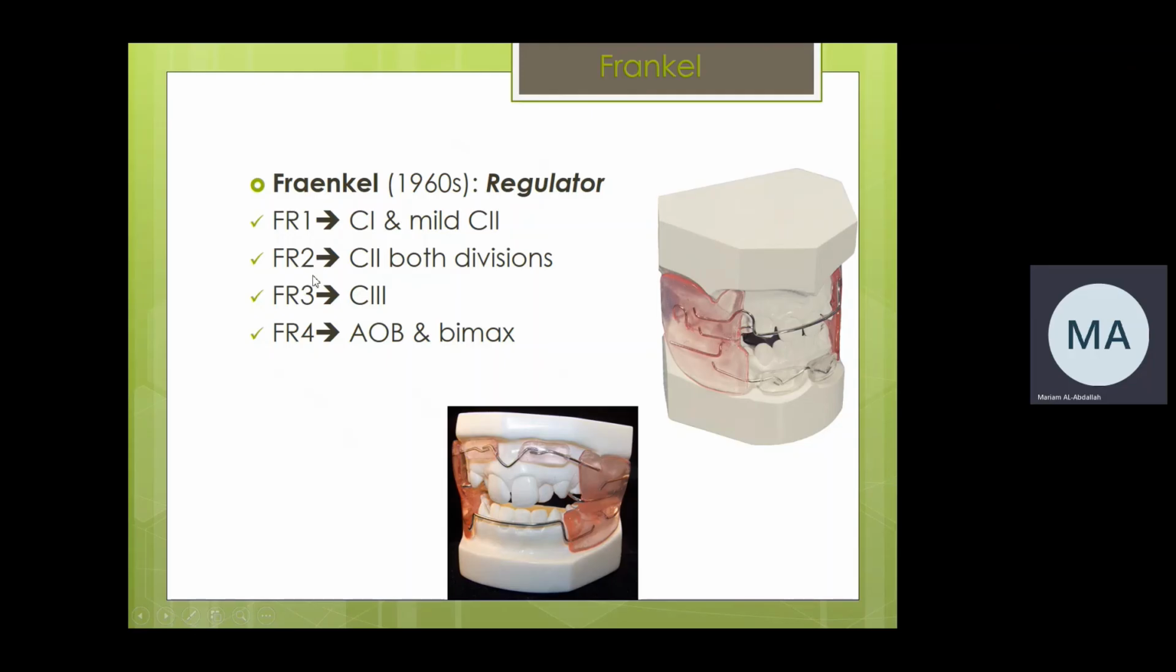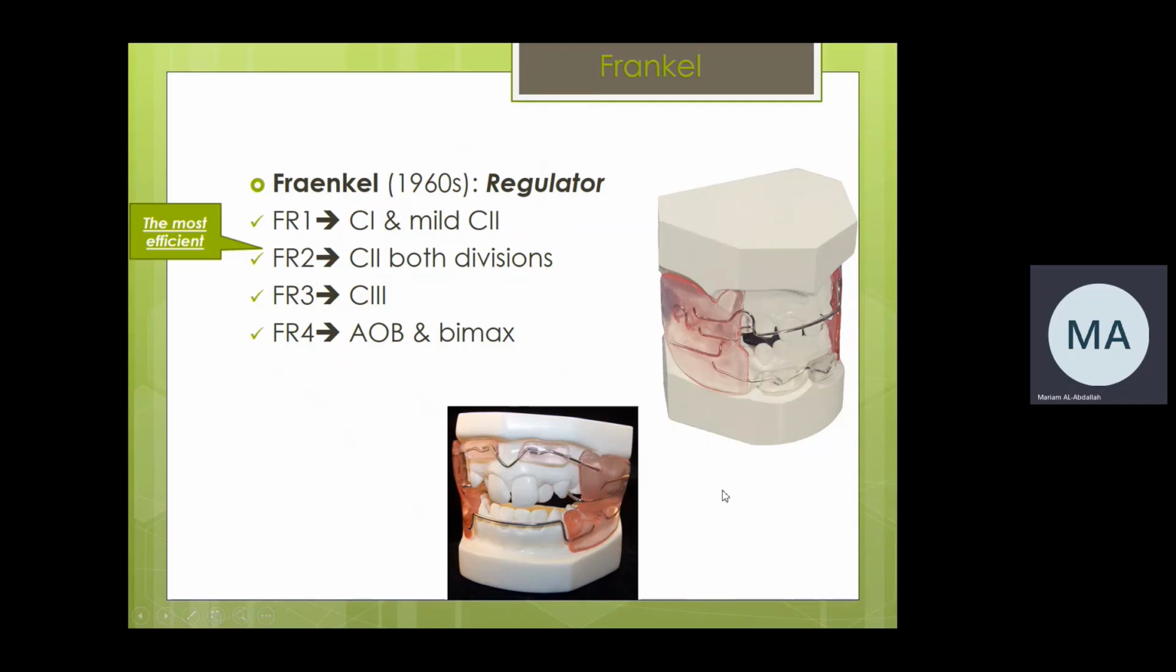Frankel 2 is different from Frankel 3, if you can see here, by looking at the labial bow. In Frankel 2, the labial bow is fitted on the upper incisors, and lip pads are fitted against the lower incisors in order to reduce the effect of the lower lip on the lower incisors. In contrary, in Frankel 3, the lip pads are in the upper to prevent the effect of the upper lip on the upper incisors, and then the labial bow is fitted on the lower incisors to correct the class 3 malocclusion. So this is the main difference between Frankel 2 and Frankel 3.